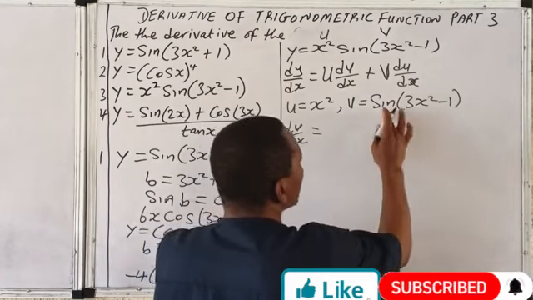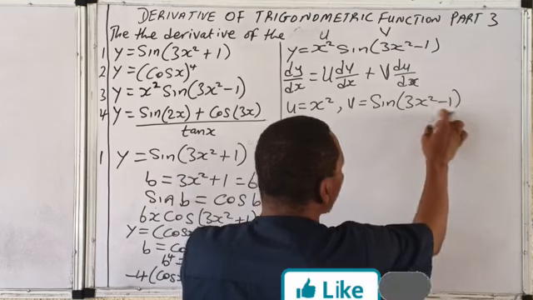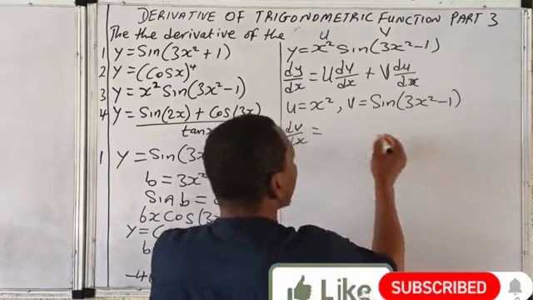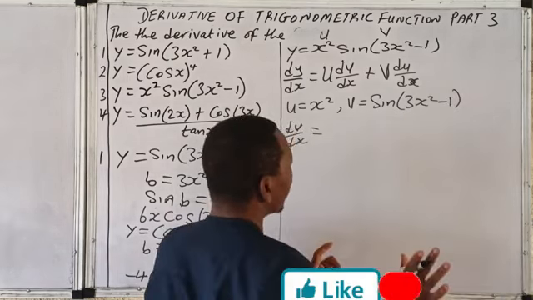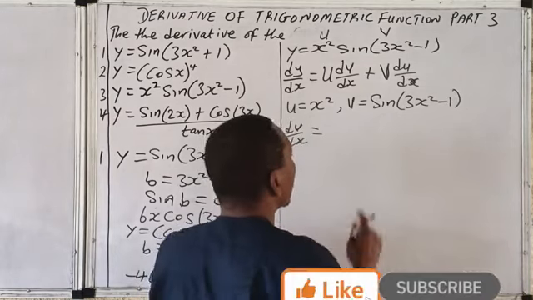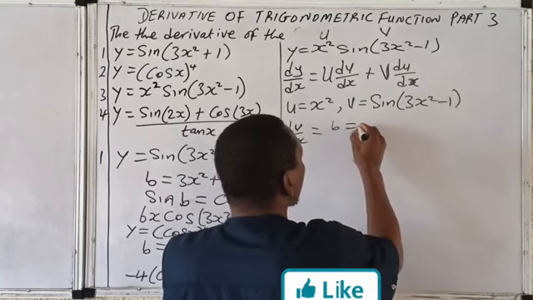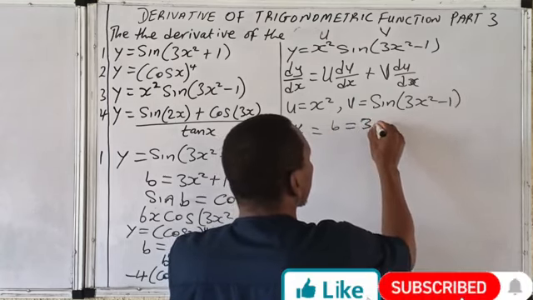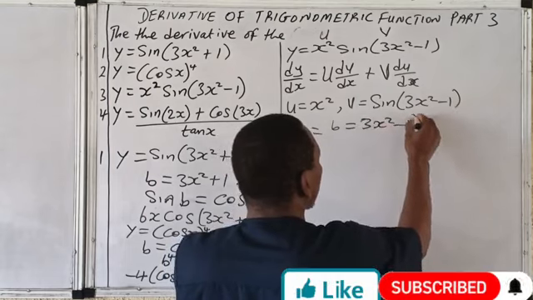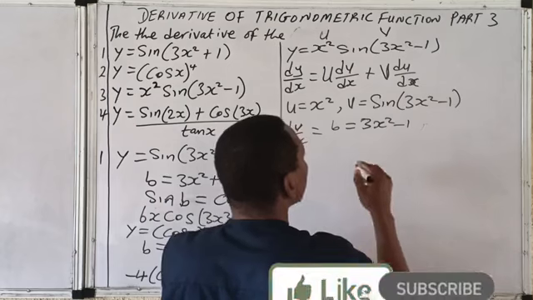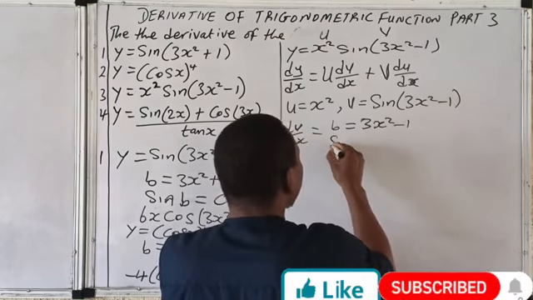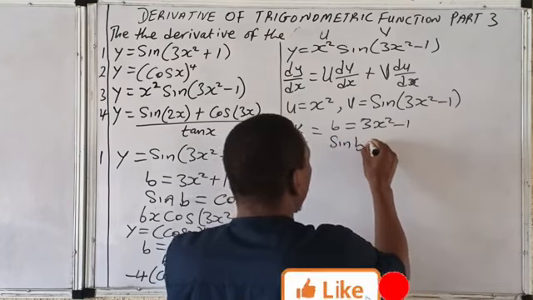So I'm going to change this. I'm going to use b to represent this. So we now have, take note, be very careful when you're solving this. It's what I've been doing since. Let's use b to represent it. We now have b is equal to 3x squared minus 1. Then we now have sine b.